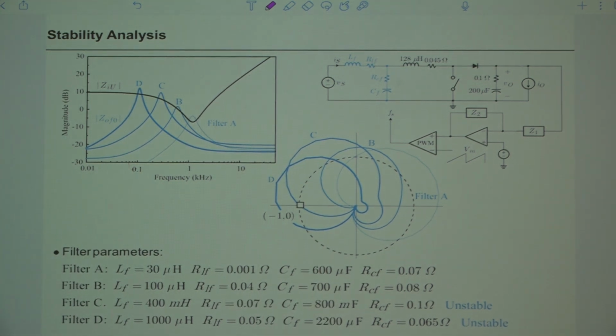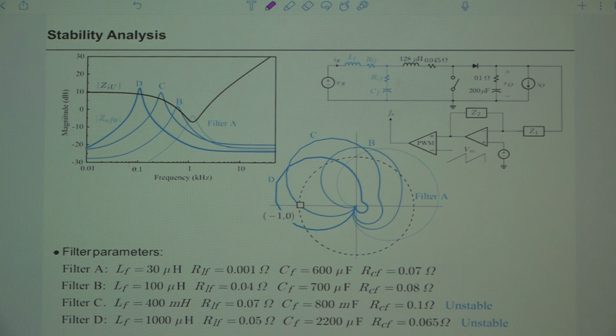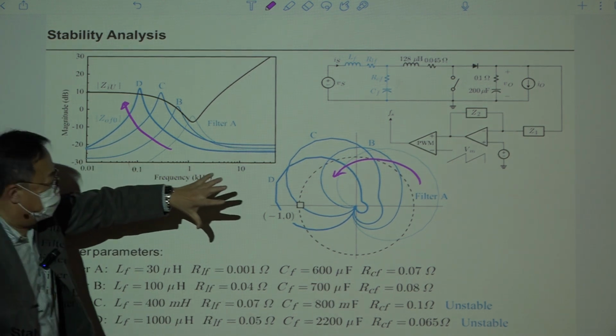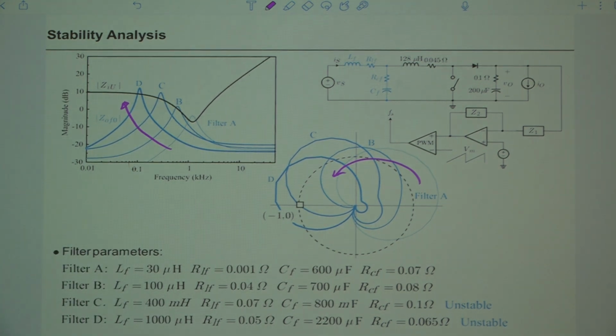Maybe the performance will be changed a lot, right? But still it remains stable. So this overlap is moving this direction. It starts from A to B, going this direction. Then this polar plot is rotating in counterclockwise direction, right? So if it goes further, then this will rotate to be more unstable.